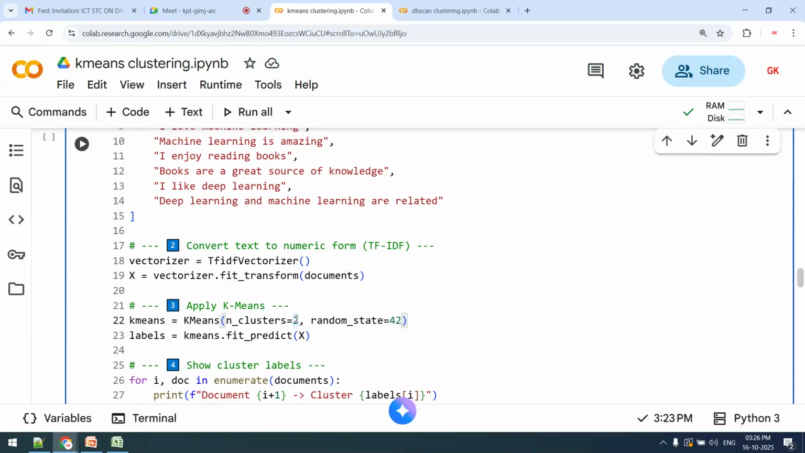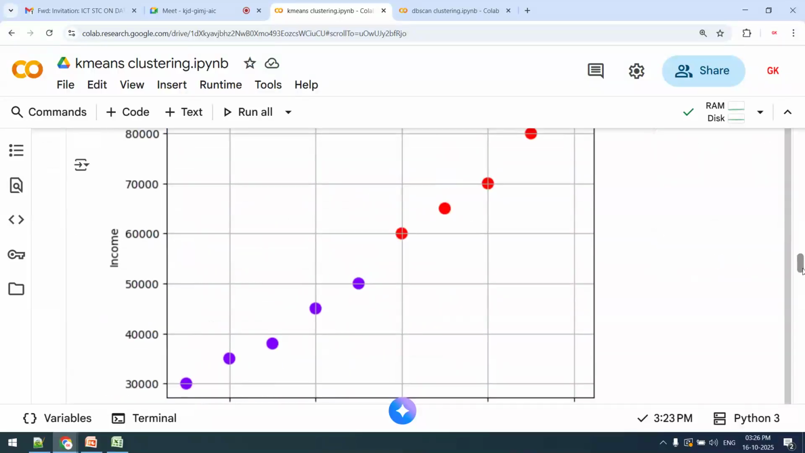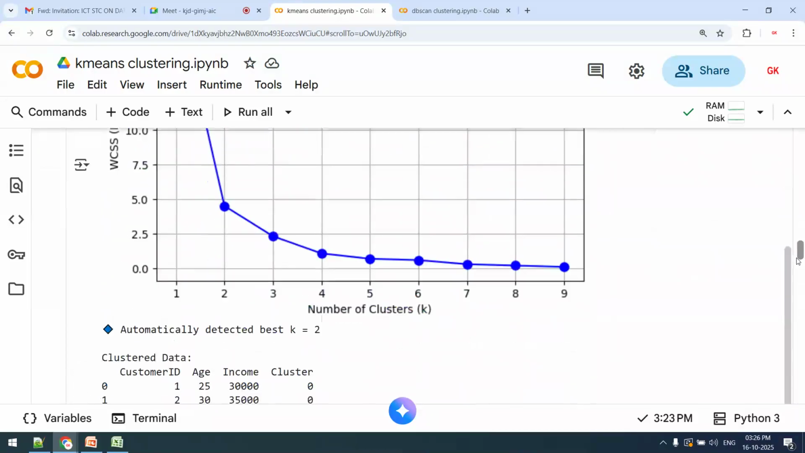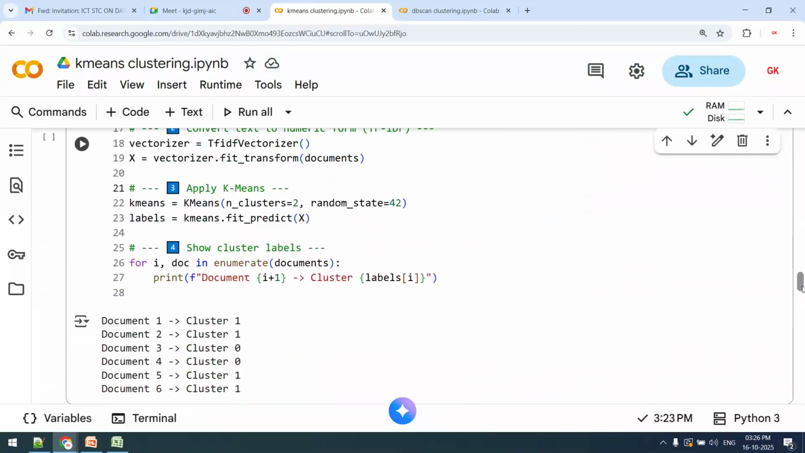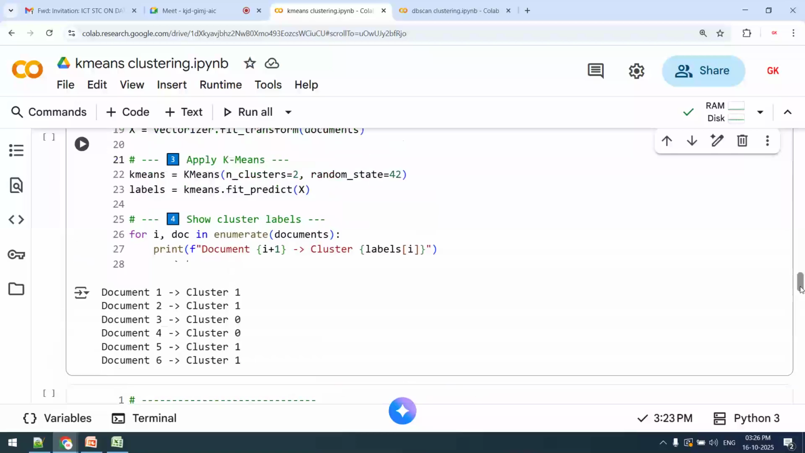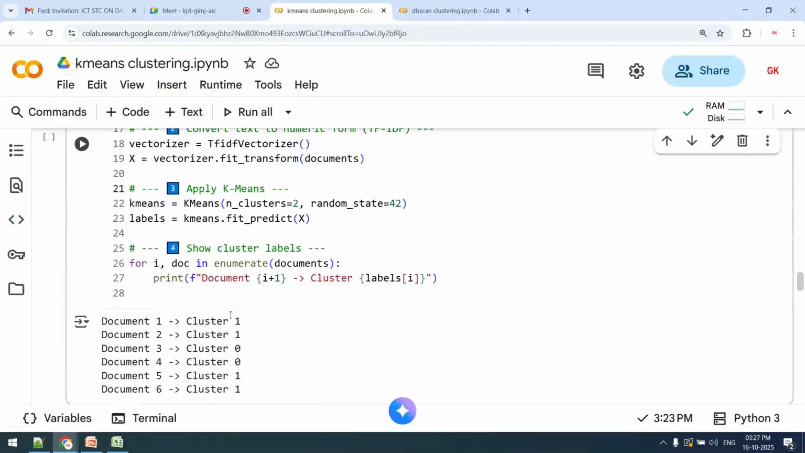How many clusters do we want to form? Two clusters. If you want to use the elbow and knee method here, as in the code above, you can use that code snippet, and once we execute it, we will be able to form the clusters. For example, document 1 is under cluster 1, document 2 under cluster 0, or whatever it is.